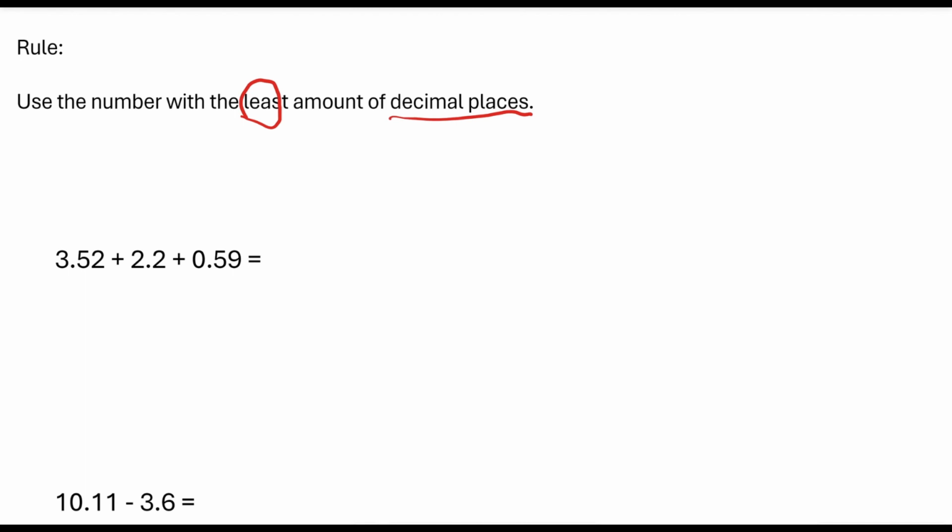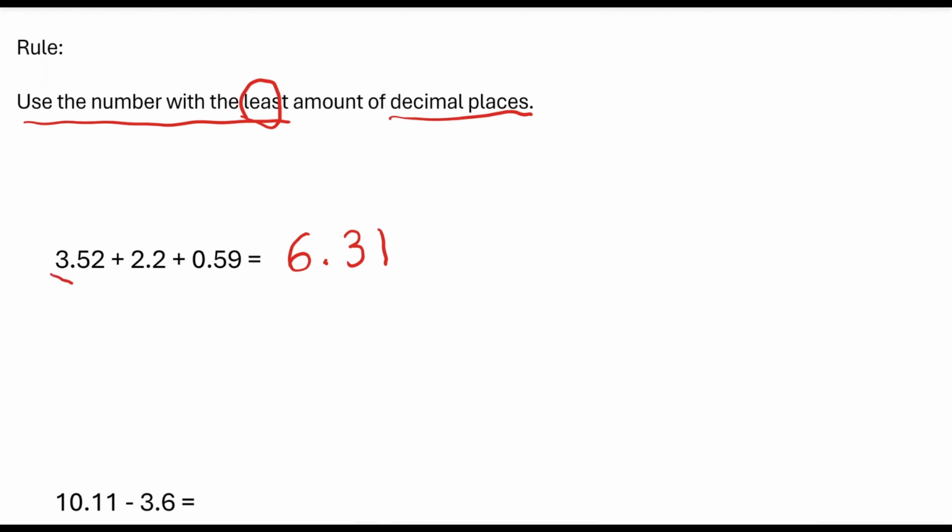In example 1, we're adding 3.52 plus 2.2 plus 0.59, and that should give you 6.31 if you solve it normally. Now, when we take into account significant figures and we apply the rule, it says use the number with the least amount of decimal places. So what does that mean?